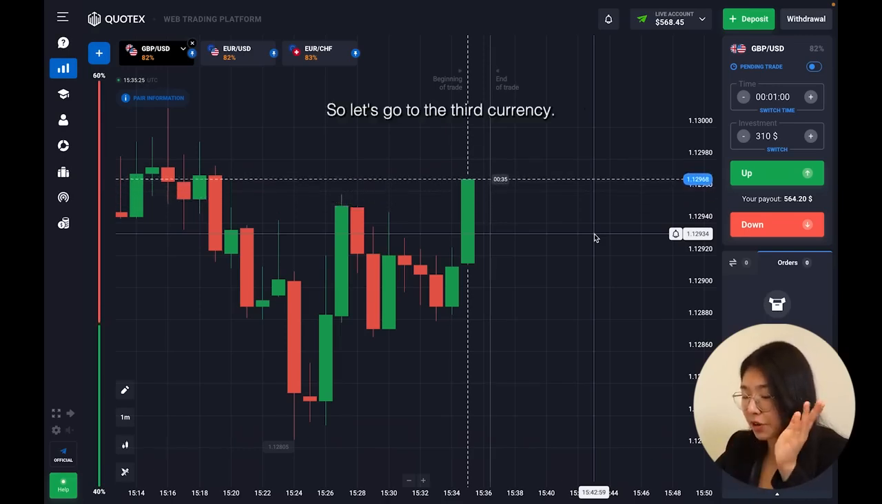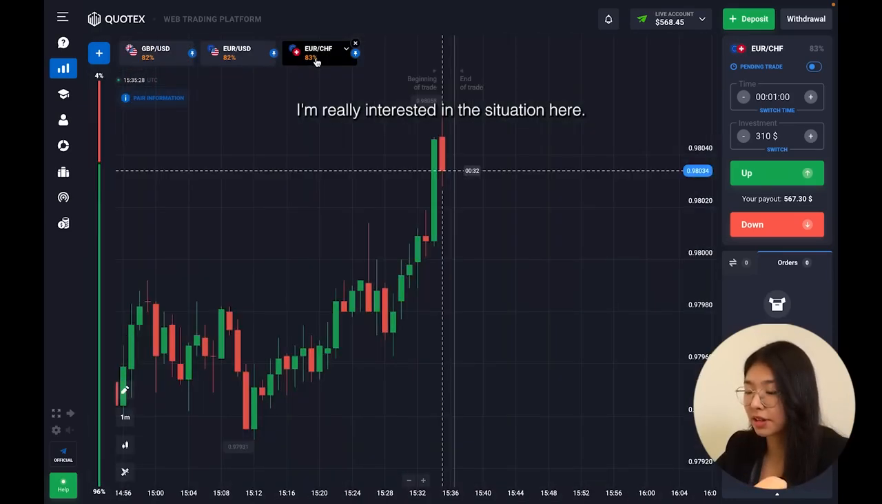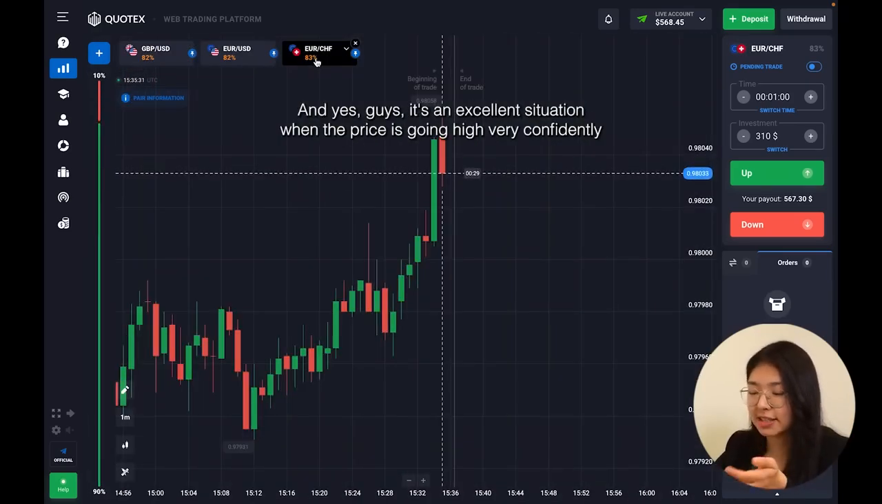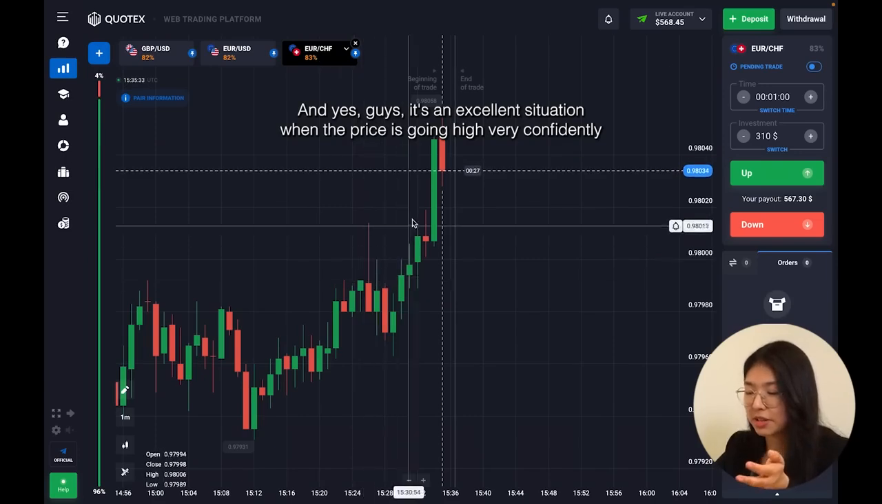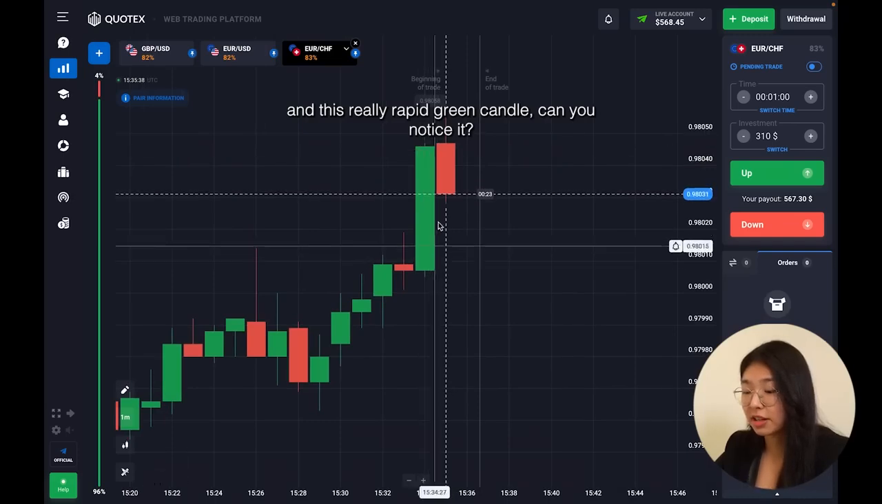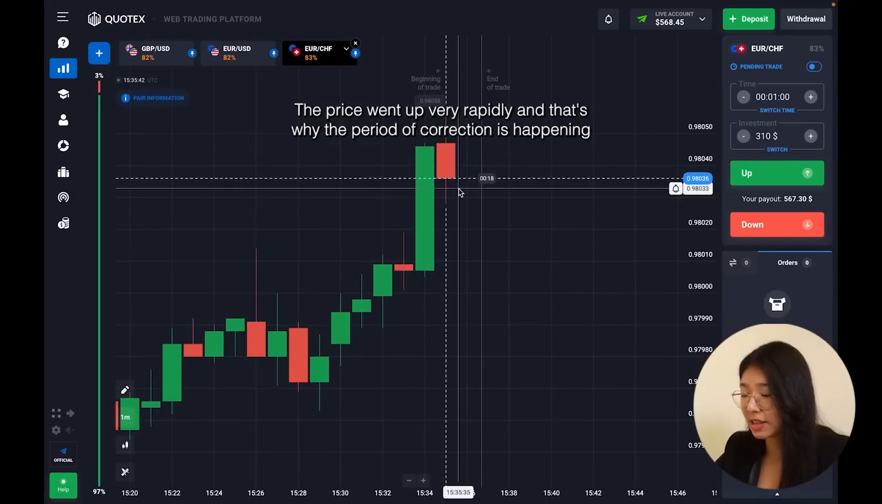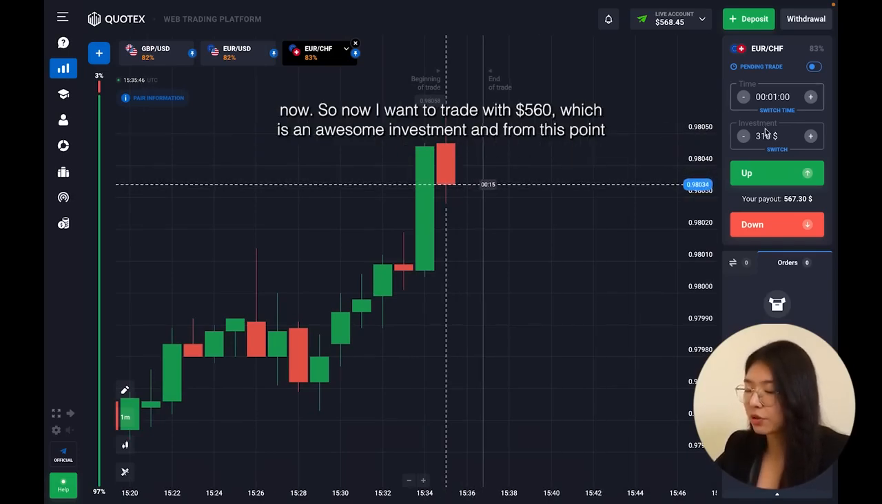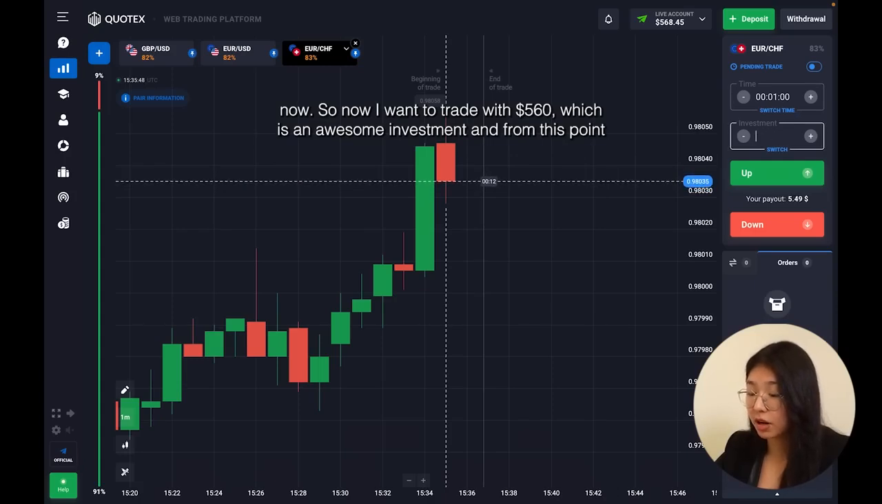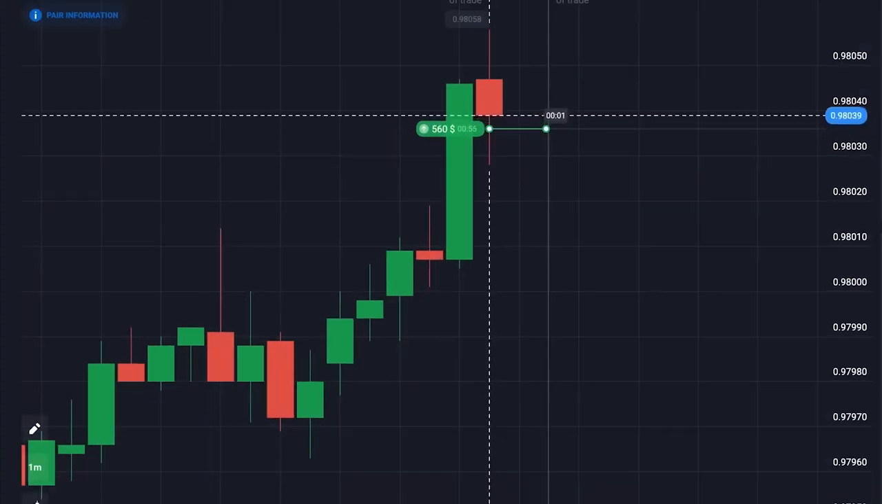Let's go to the third currency, euro and Brazilian franc. I'm really interested in this situation here, and yes, guys, it's an excellent situation when the price is going high very confidently, and this really rapid green candle. So can you notice it? The price went up very rapidly, and that's why the period of correction is happening now. So now I want to trade with $560, which is an awesome investment, and from this point be ready for call option right now.